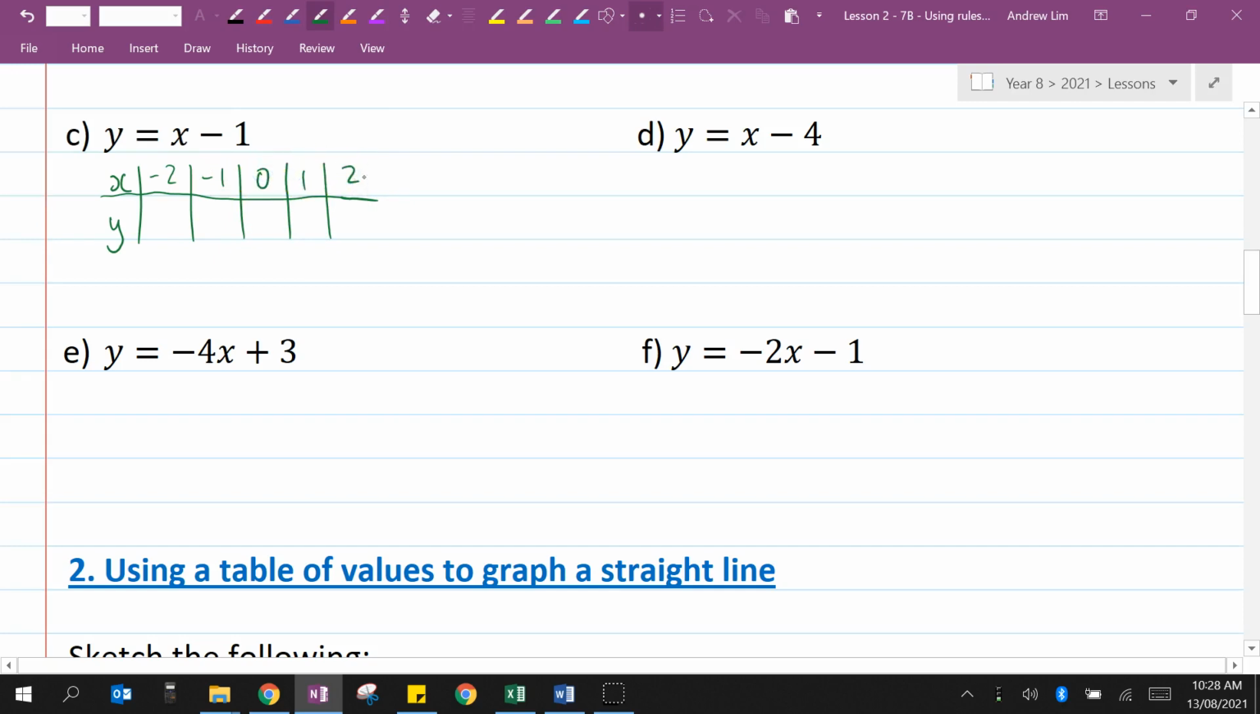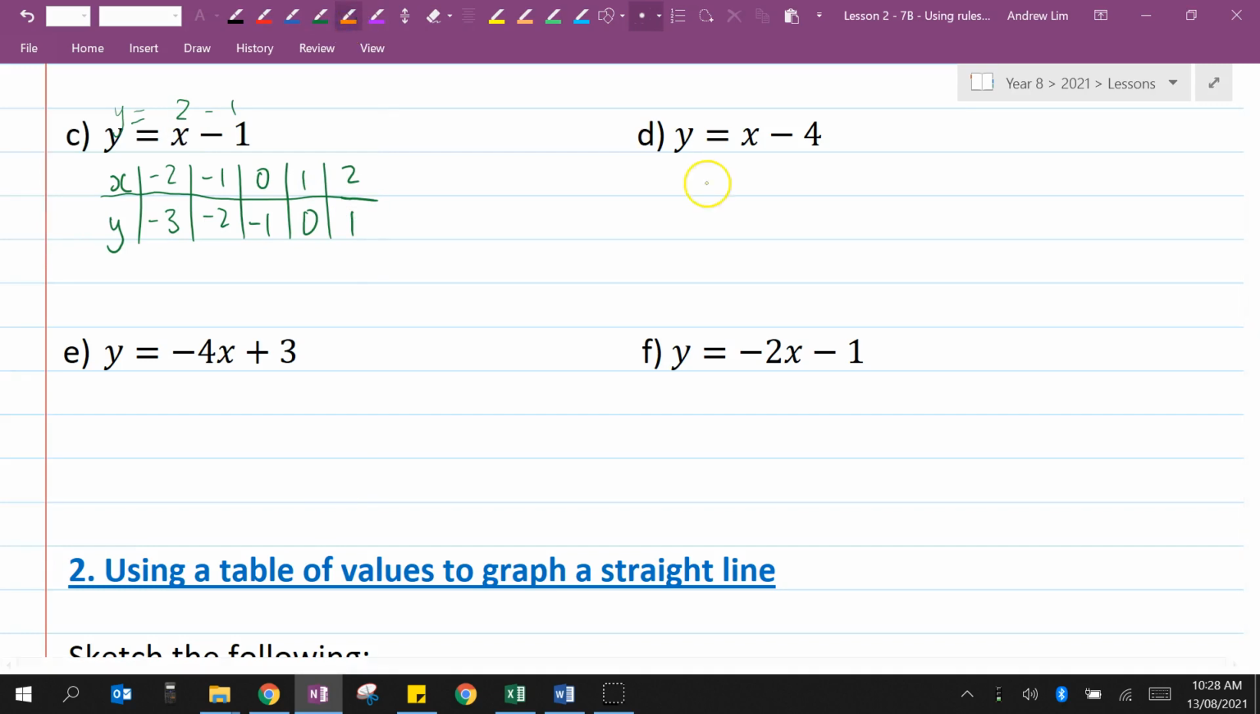I like to go from minus 2 to 2. So if x is minus 2, then y is minus 2 minus 1. And minus 2 minus 1 is minus 3. But what if x was minus 1? If x was minus 1, then y would equal minus 1 minus 1, which is minus 2. If x was 0, y is equal to 0 minus 1, which is minus 1. If x was 1, y is 0. If x is 2, y is 1.